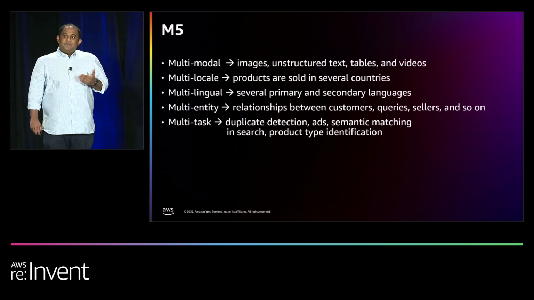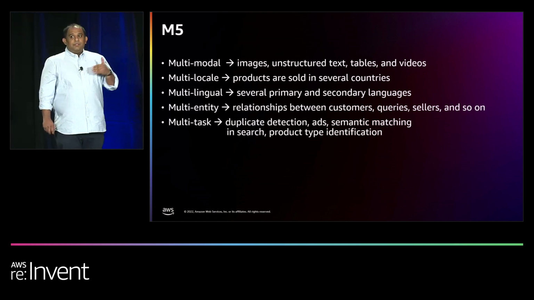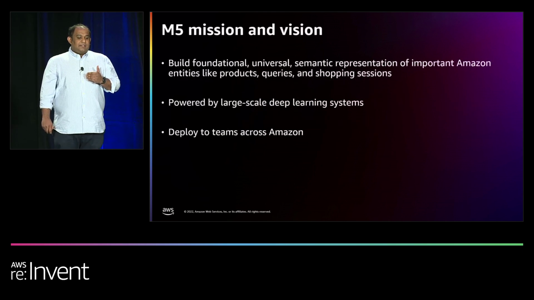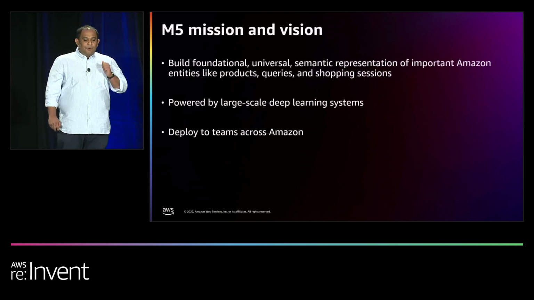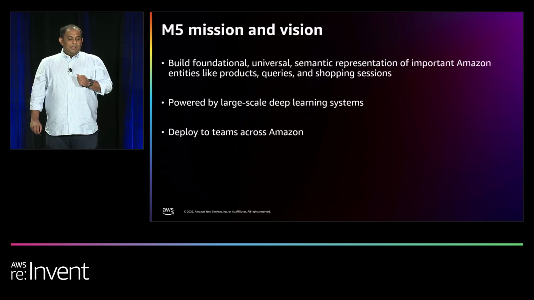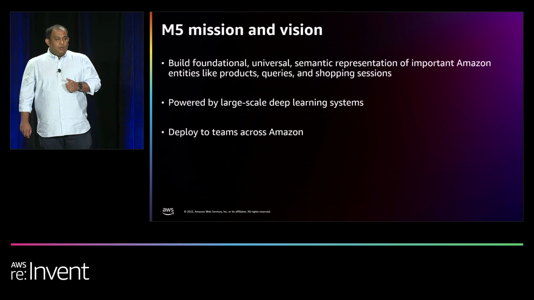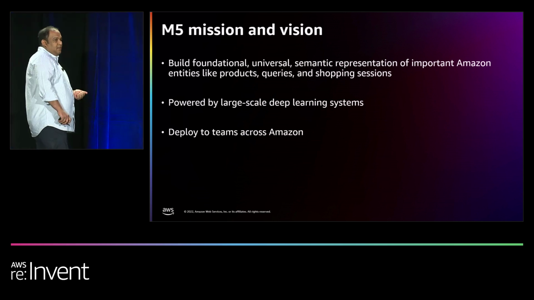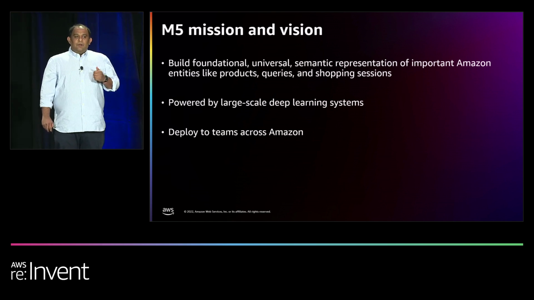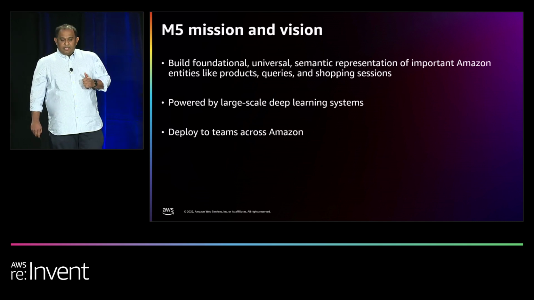And our vision when we started this program, based on the literature out there about the impact of large language models, was to build a foundational and universal semantic representation of Amazon entities like products, queries, and shopping sessions. We believe that if we can build a universal M5 model, it will help us learn between the entities, and new entities that come up can take the learning from the previous entities.